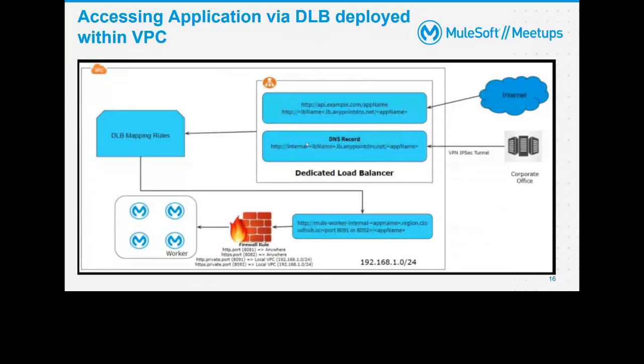Generally when you create a dedicated load balancer, it gives two CNAMEs. One is an external CNAME and one is an internal CNAME. Once you have created a VPN IPsec, you can directly access the application using the internal dedicated load balancer. We will discuss this. Let me go to Anypoint management center.